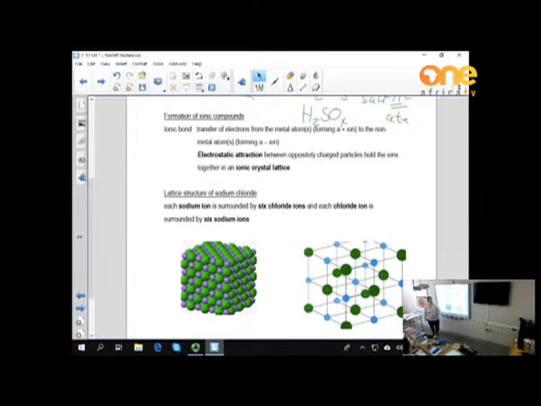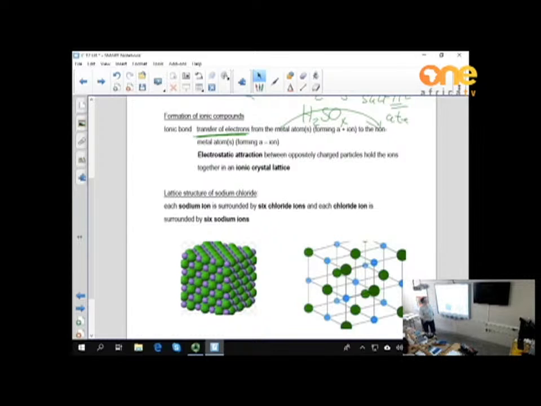So in an ionic bond, we actually have a transfer of electrons from the metal, because they lose it, to the non-metal, because the non-metal gains the electrons. Those electrons can't go up into the air or into solution. They must go from one substance to another.